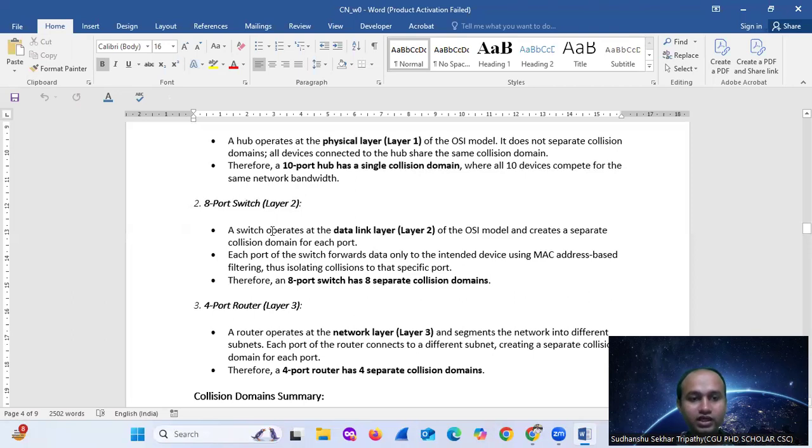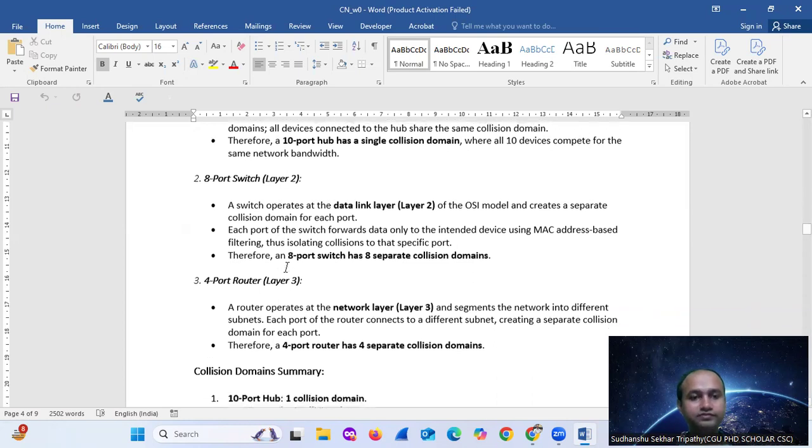So number 2 was the 8 port switch, that is layer number 2. A switch operates at the data link layer, that is layer number 2 of the OSI model, and creates a separate collision domain for each port. So remember, okay. Each port of the switch forwards data only to the intended device using MAC address based filtering, isolating collisions to the specific port. Therefore, an 8-port switch has 8 separate collision domains.